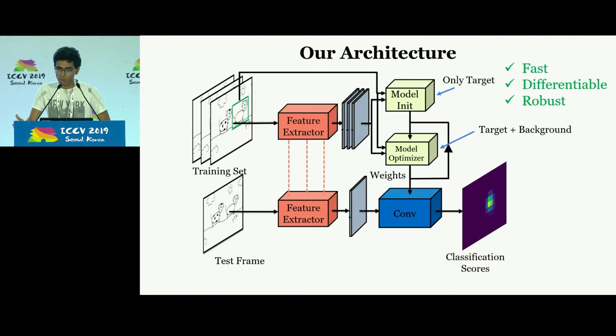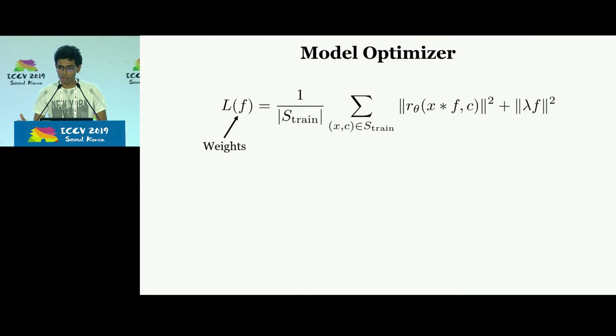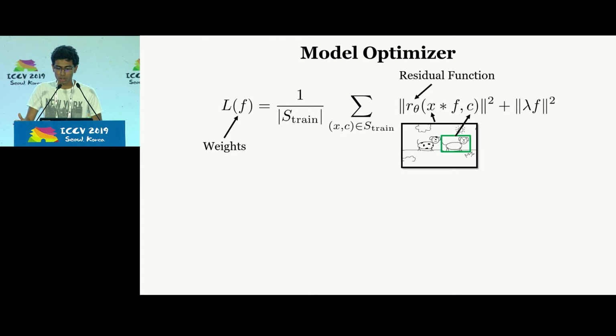Let's look at the model optimizer in more detail. Our model optimizer is derived from the following discriminative learning laws. Here, R is a residual function which computes the error between the tracker prediction and the ground truth at every spatial location, and X is the training sample. So for end-to-end learning to be feasible, the key challenge is how to minimize this loss fast, using as few iterations as possible.